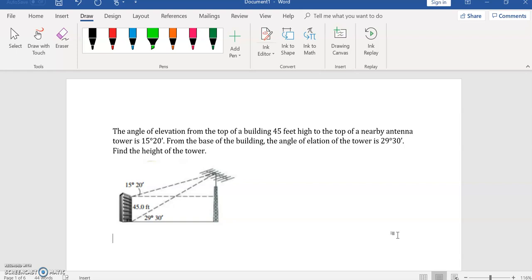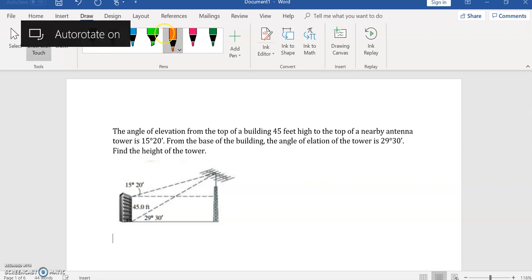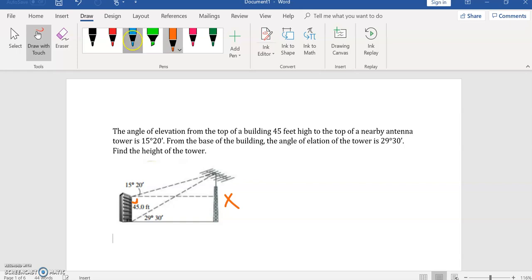So the first thing we're going to do is spend some time figuring out what we know. We actually know a fair bit. We're trying to find this. Well, I know that this right here is a right angle, so this whole angle right here is 90 plus this 15 degrees 20 minutes. So this is 105 degrees 20 minutes.